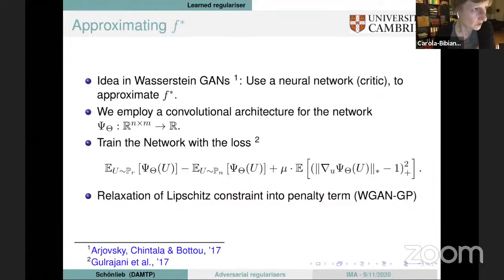Now, of course, we are not maximizing over all one Lipschitz functions. This is where the neural networks come in. So we are parametrizing the Fs that I'm optimizing over by neural networks, just convolutional neural networks that are mapping an image of dimension n cross m to a real number. This real number should say how good this image is in terms of the regularizer.